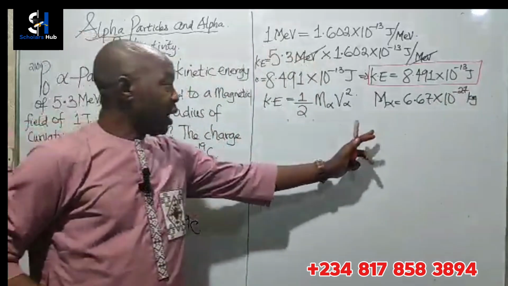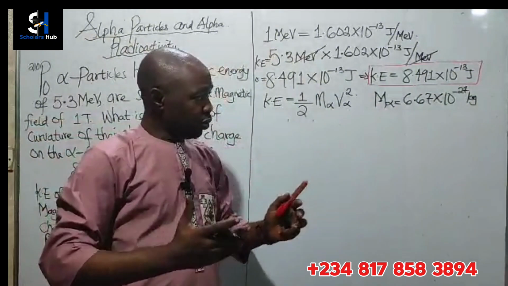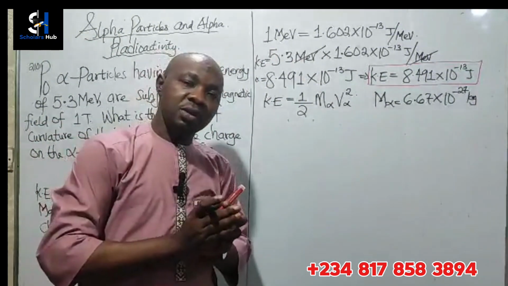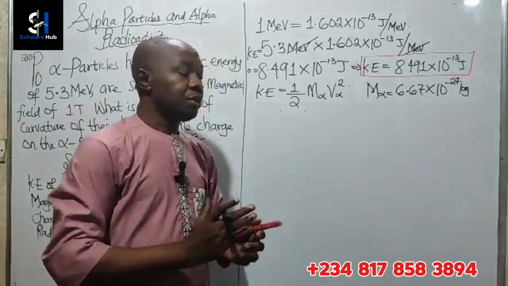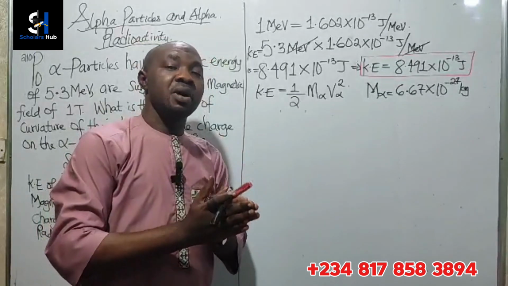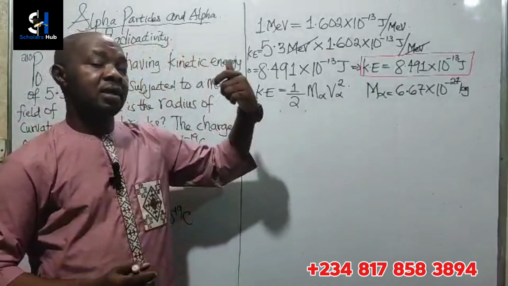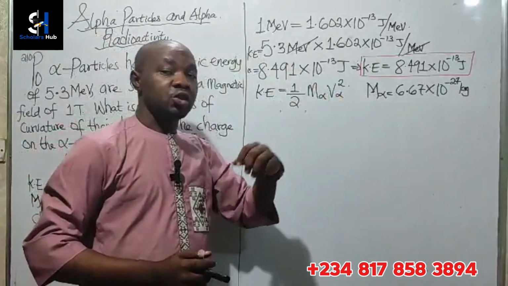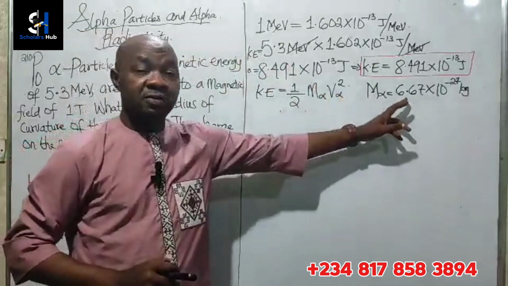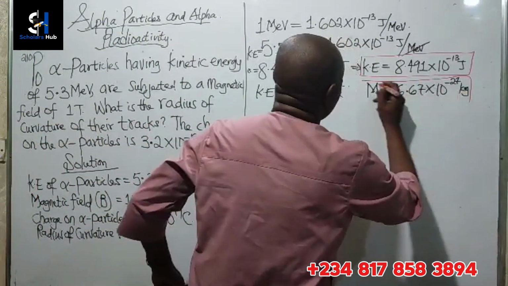I already explained how to measure the mass of the alpha particle in one of my videos. Because the atomic mass of the alpha particle is 4, we multiply the mass of the proton by the atomic mass of the alpha particle, and this is the value you will get.